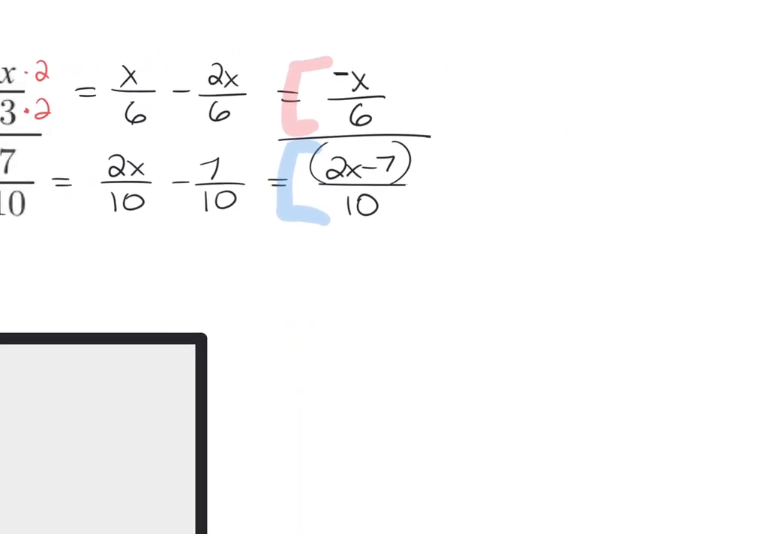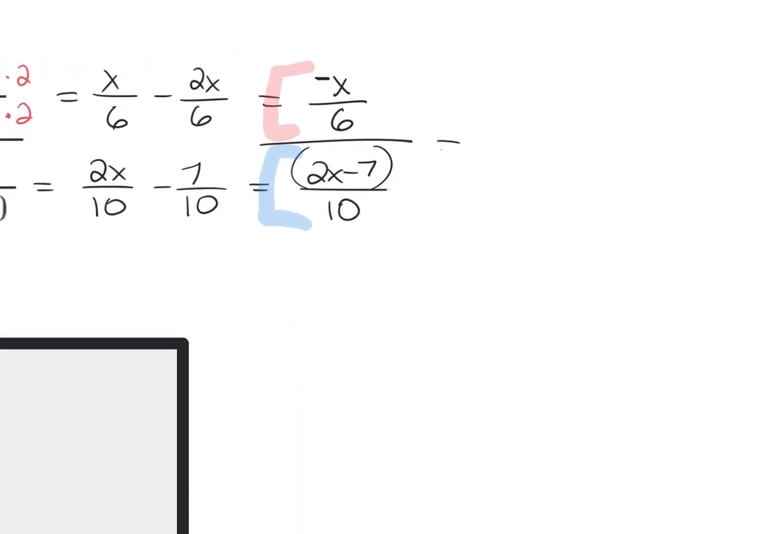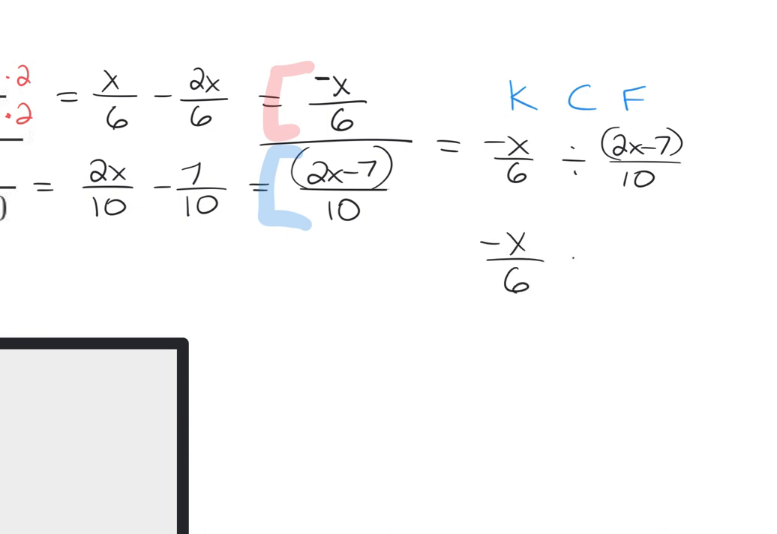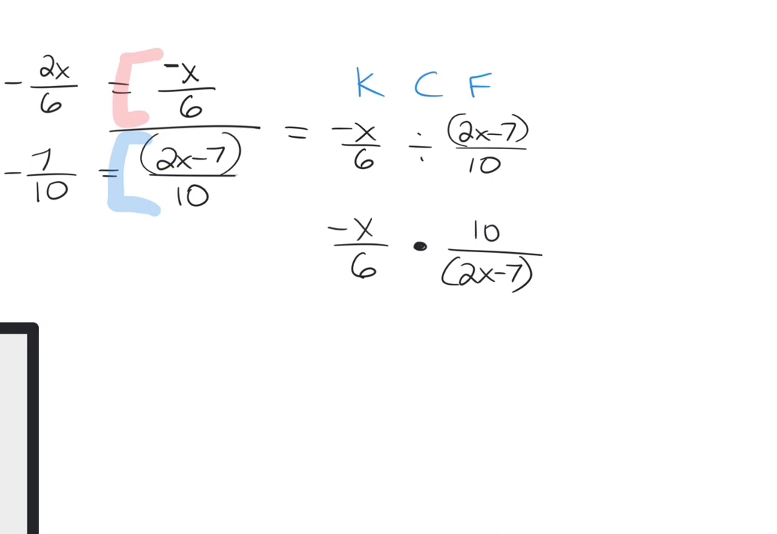So now we get to rewrite it as a division problem. So negative x over 6 divided by 2x minus 7 over 10. Keep, change, flip. Keep the first one, change to multiplication, flip the second one. Multiply straight across, numerator with numerator. So negative x times 10 is negative 10x.